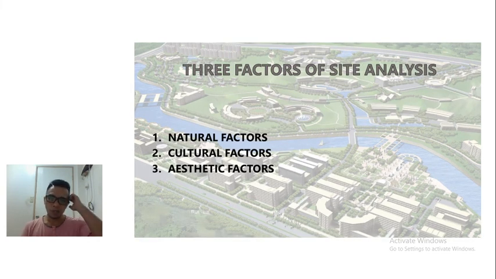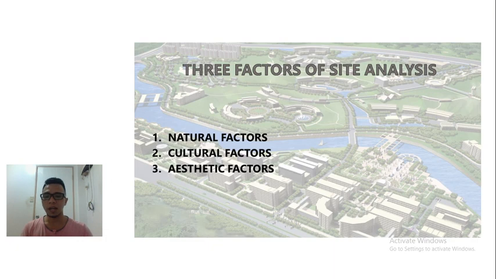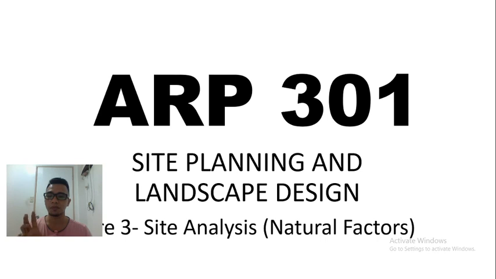Now, let's proceed with the three factors of site analysis. Hambal naton ngayon na, there are so many things to consider when you analyze the site. Now, we have what we call natural factors, cultural factors, and aesthetic factors. And all these three factors, we are going to discuss one by one. Okay? So for now, amula na anay, then I will continue later on with the natural factors. So, thank you.